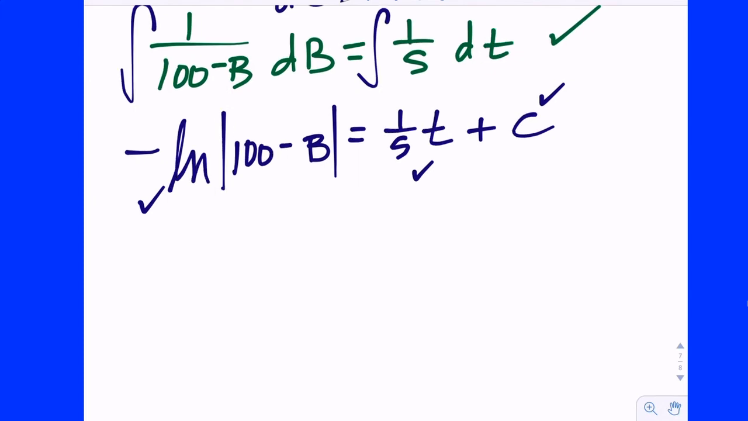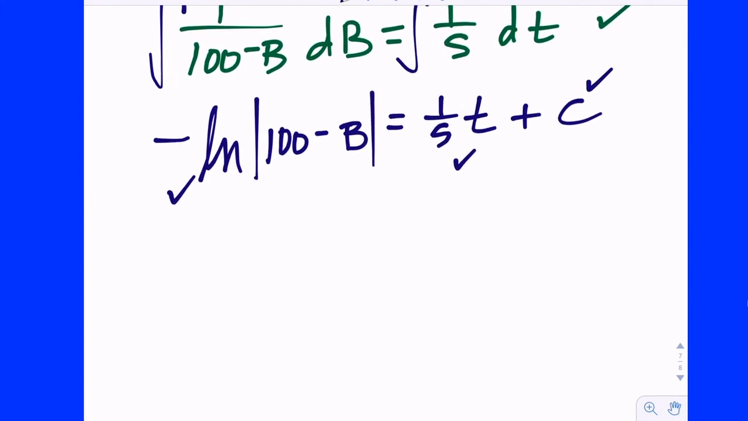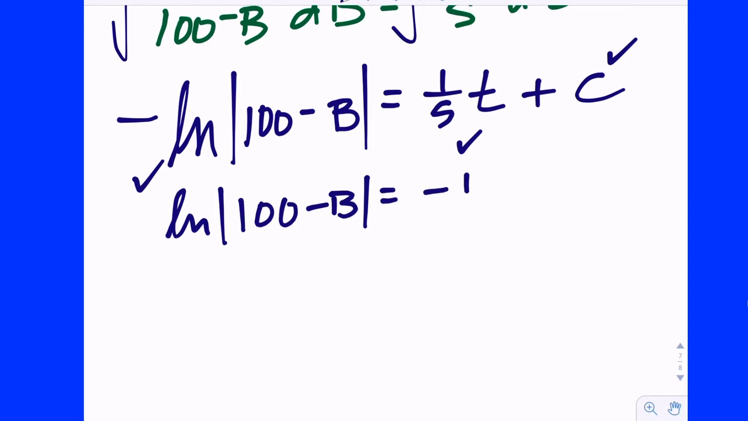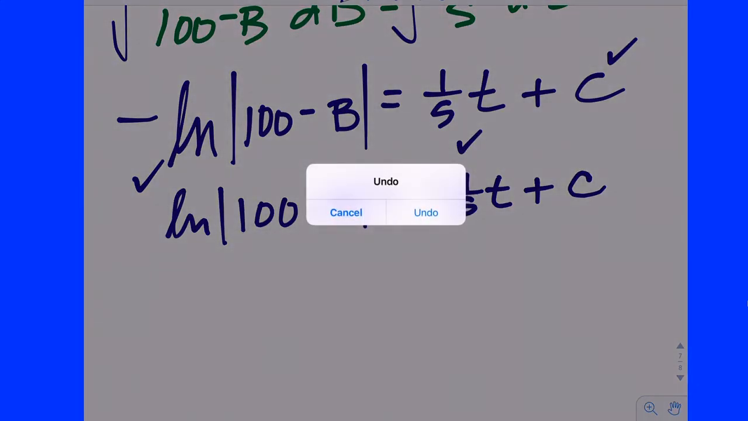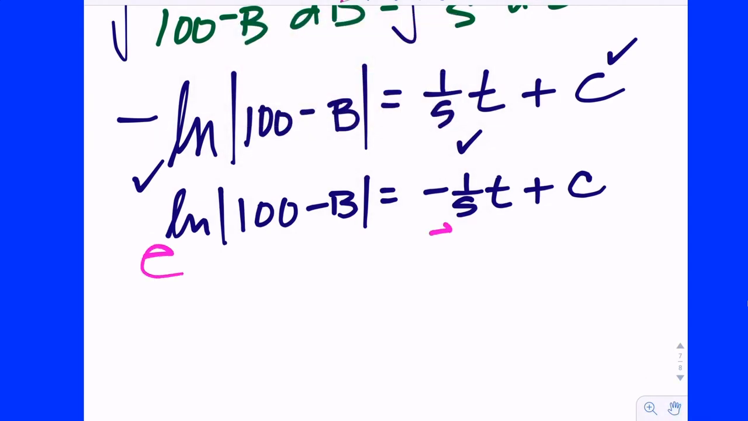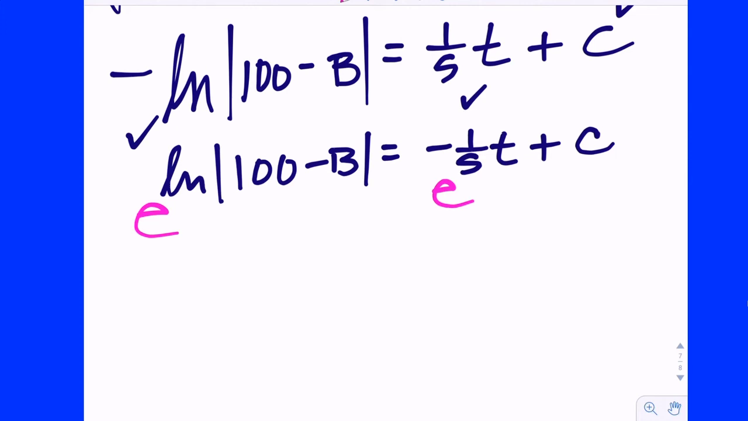Now I got to solve for b. So what's the first thing I need to do? Multiply both sides by negative 1. So that becomes negative 1/5 t, and negative 1 times c when you distribute is Shamwow c, new and improved c. Absorb the negative. Now I need to unnatural log it by e-ing both sides, exponentiating both sides. We still have the absolute values in place.